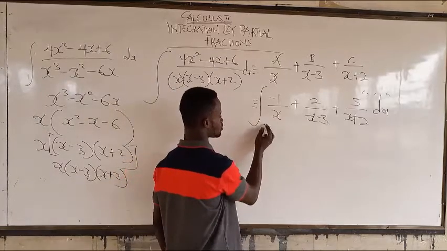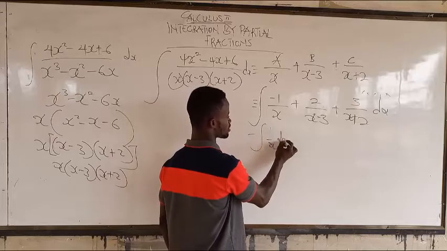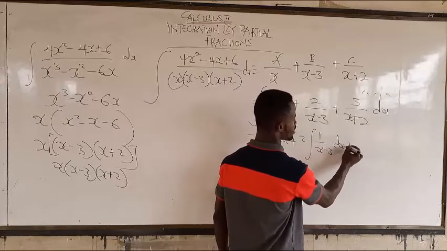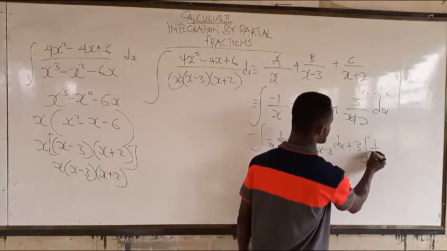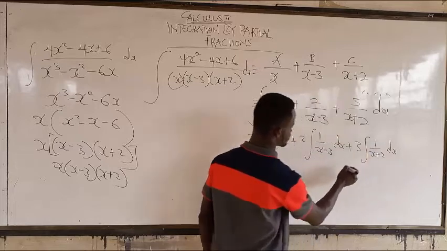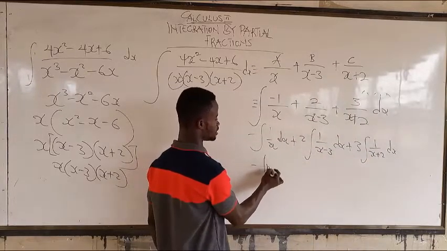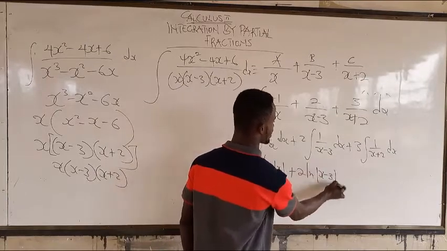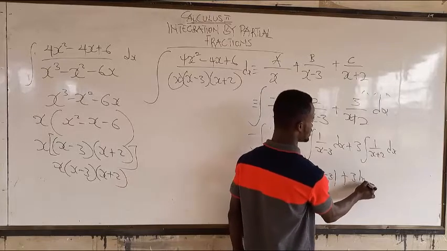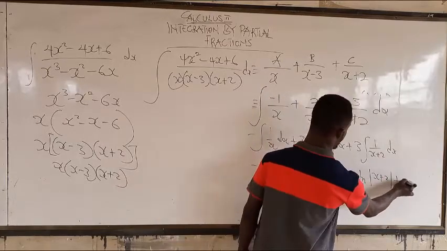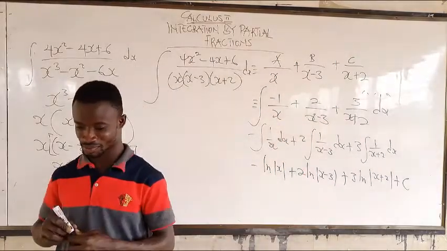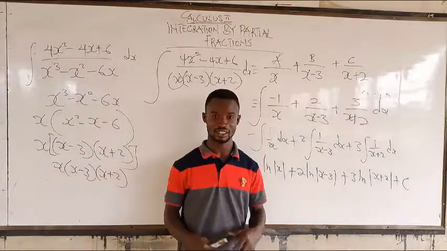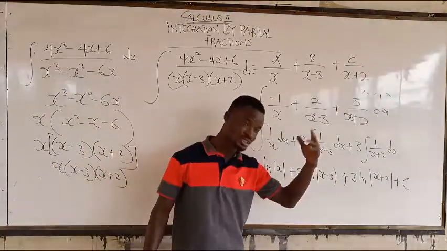When you integrate this, you get negative integral of 1 over s ds plus 2 times the integral of 1 over s minus 3 ds plus 3 times the integral of 1 over s plus 2 ds. So here we get negative ln s plus 2 ln s minus 3 plus 3 ln s plus 2 plus c. So that is the end of the question, and you can choose to continue to simplify it.